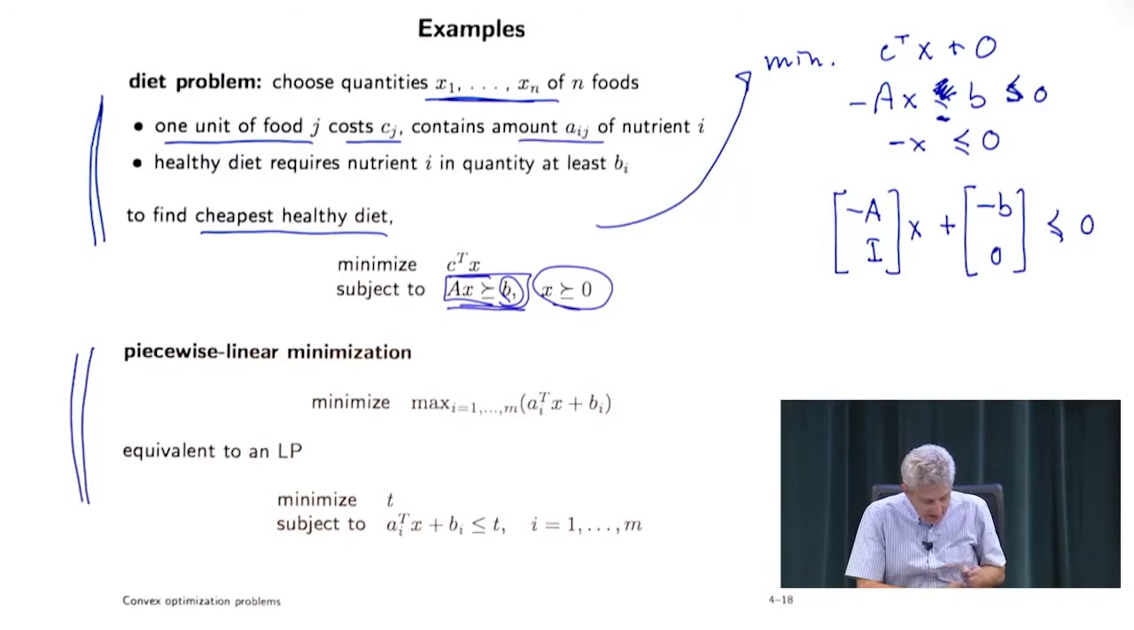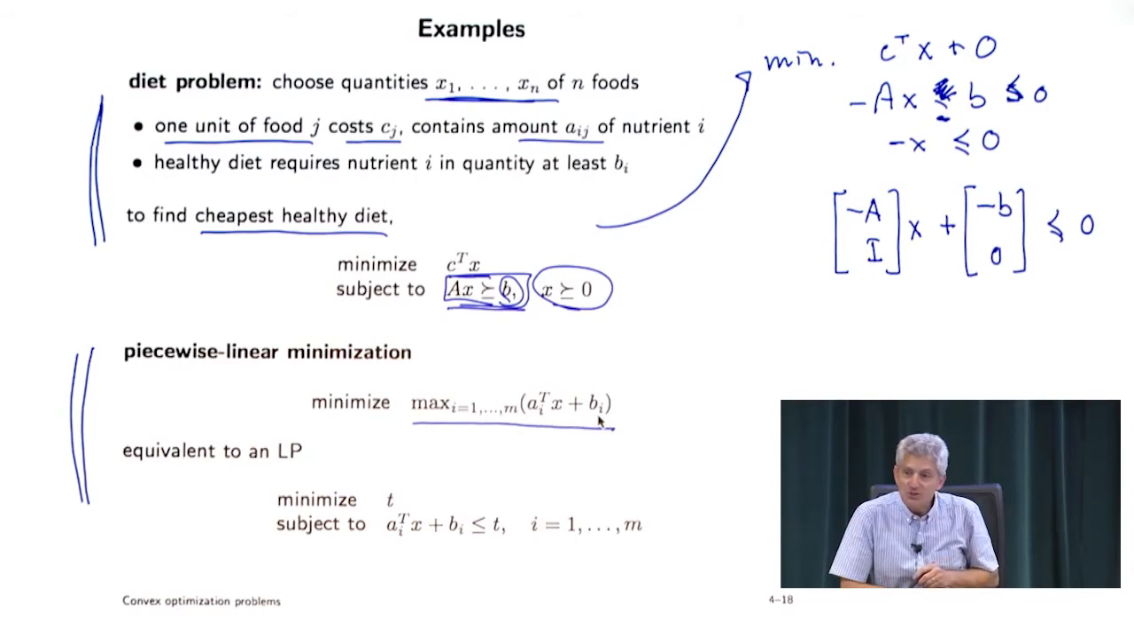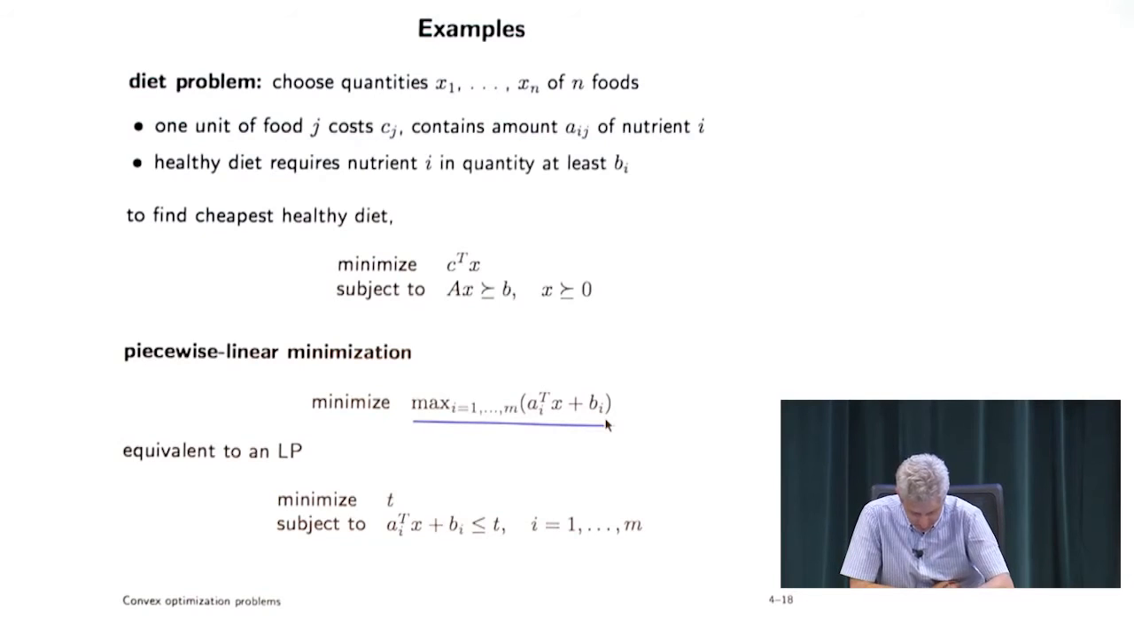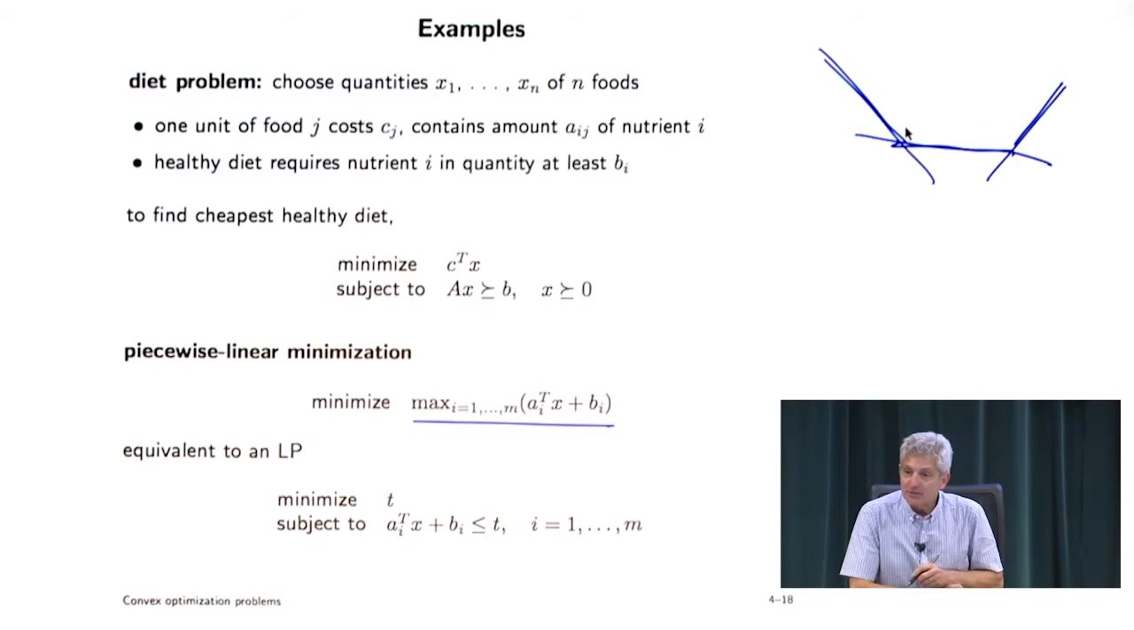Okay. Next one we're going to look at is piecewise linear minimization. Right. So here you want to minimize a function which is piecewise linear. It's the maximum of a bunch of affine functions. So it looks something like this. This objective function here. You have a bunch of functions like that. These are affine functions, and the maximum is that piecewise linear function, and you want to find a minimum of it.